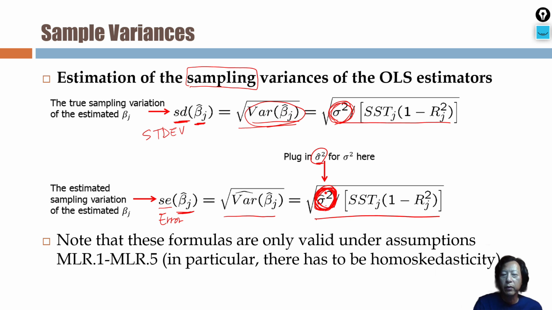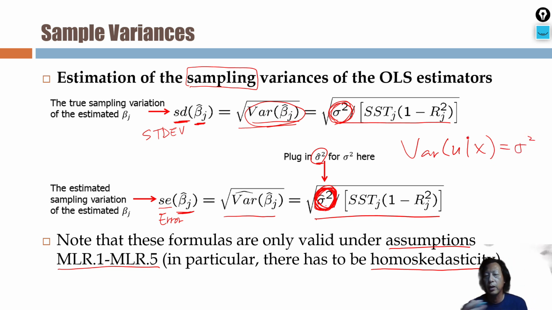So this formula is only valid under all the assumptions we already have in the first 5 assumptions. Especially there should be no heteroskedasticity, which means the variance of u given x should be sigma square. So it will not change by x. The variance will not change.